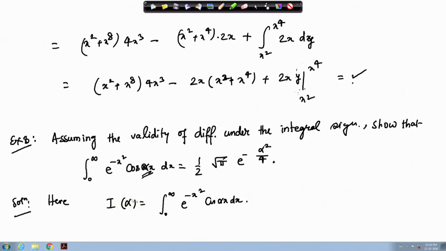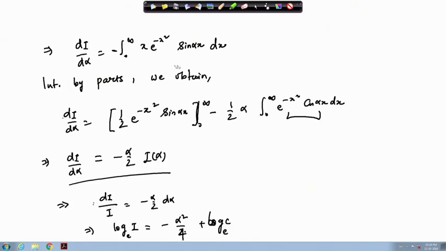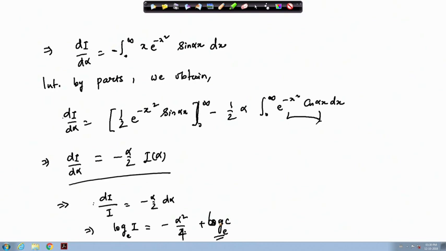Now we differentiate this I alpha with respect to alpha, and we obtain this integral here. Then we integrate this integral by parts, and then we obtain this here, and we can evaluate the limit, and we realize that the limit in the first term vanishes. Therefore the second term will reduce to minus alpha by 2 times I of alpha. And next we integrate, and after integrating, choosing a constant, we choose this constant in such a way that you can use the logarithmic formulas, and then you can write it here as e to the power whatever you have on the right hand side.